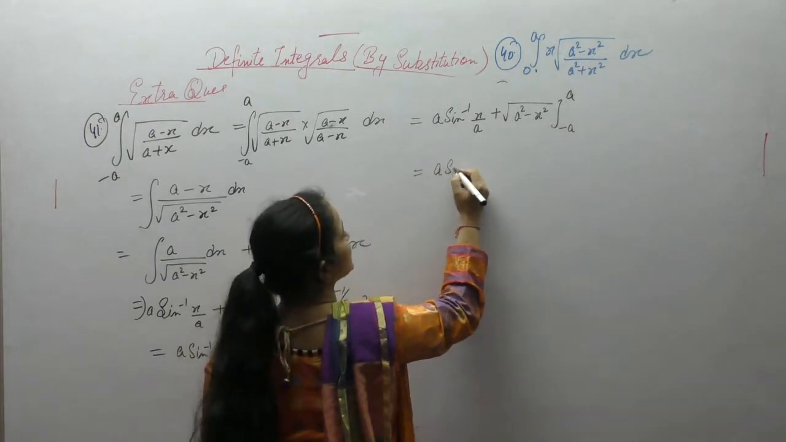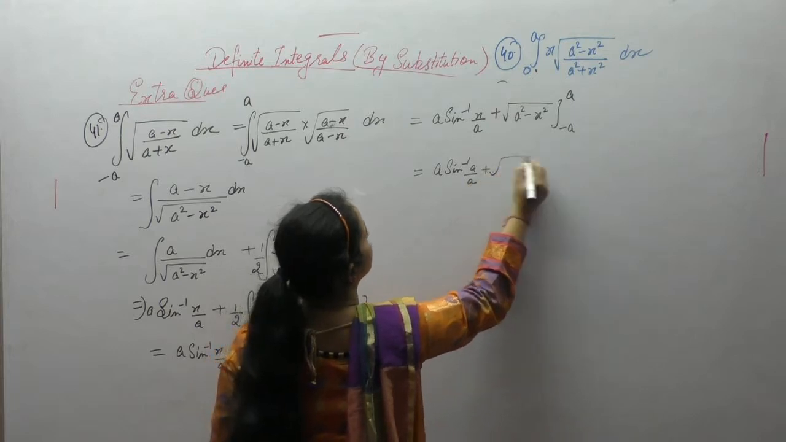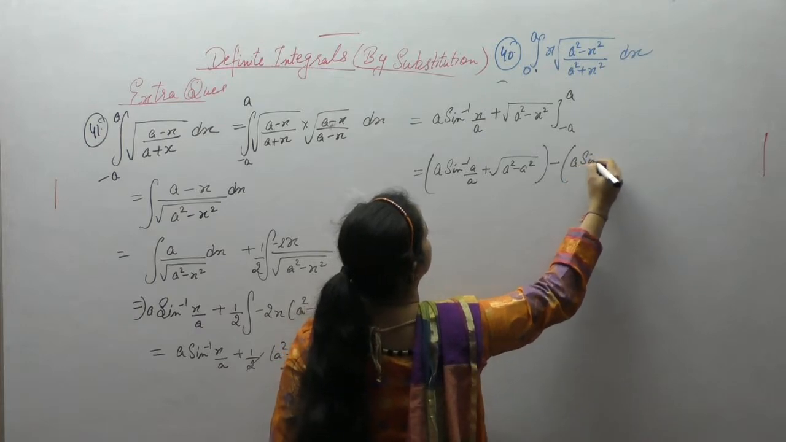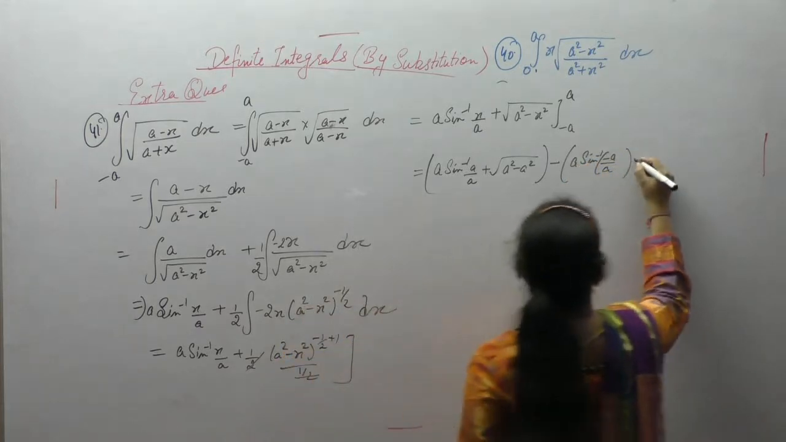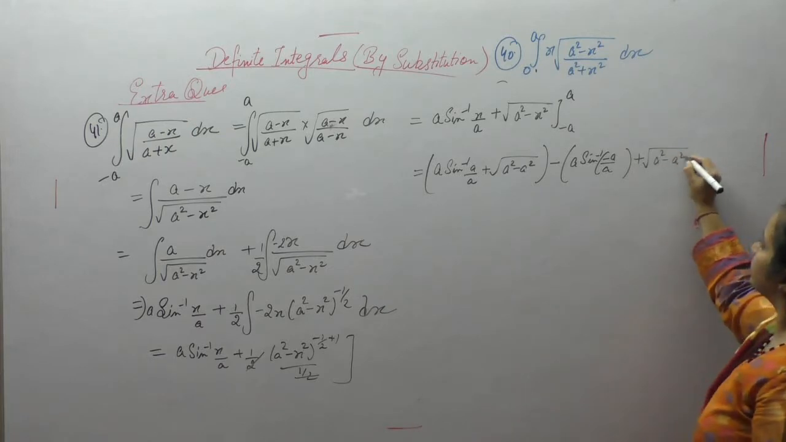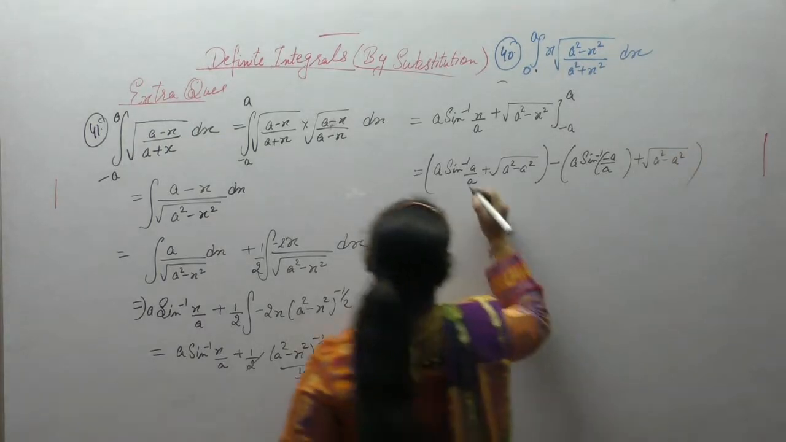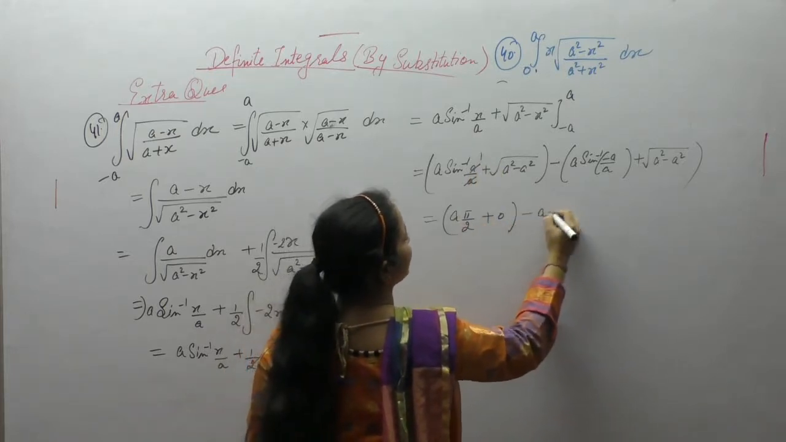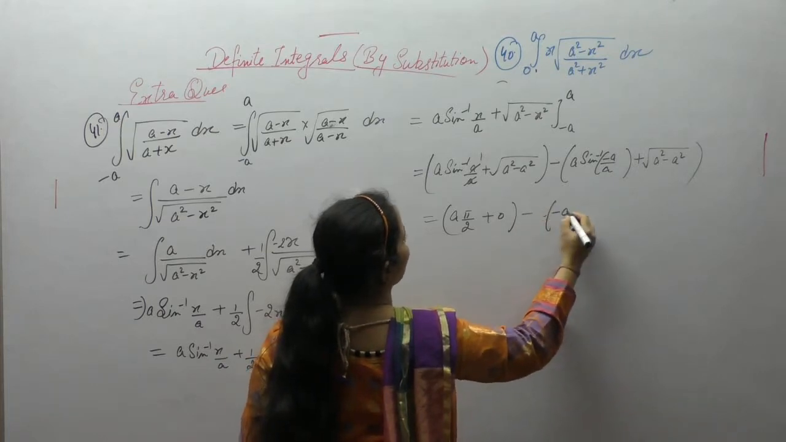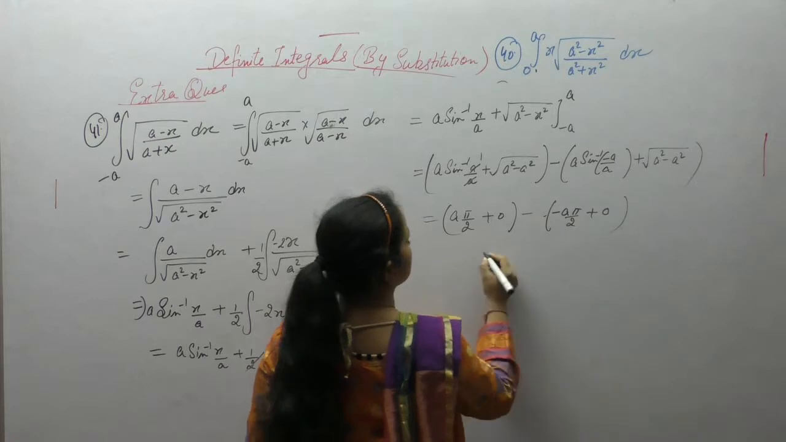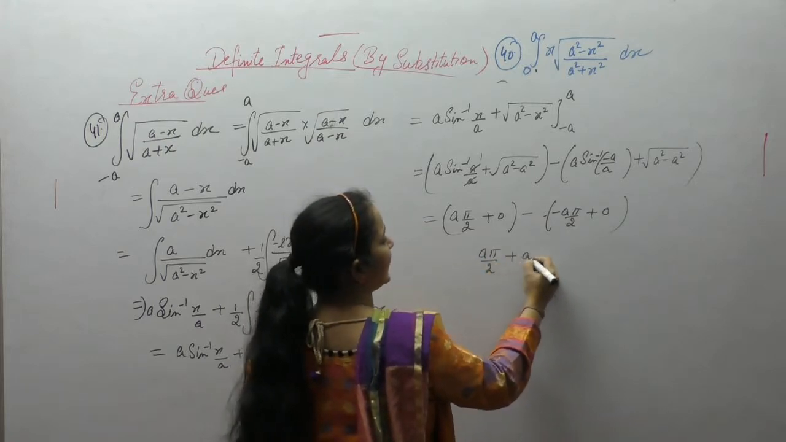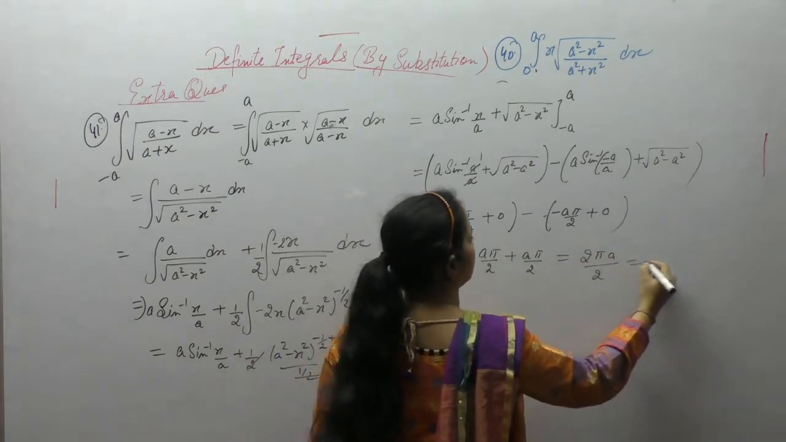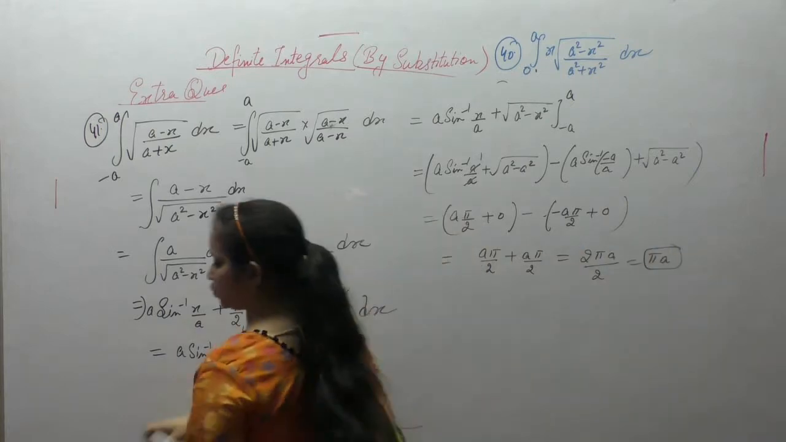Put the limits now. Sin inverse a upon a, minus lower limit, and sin inverse -1 is minus pi by 2. So a pi by 2 plus a pi by 2, which is pi into a, pi a.